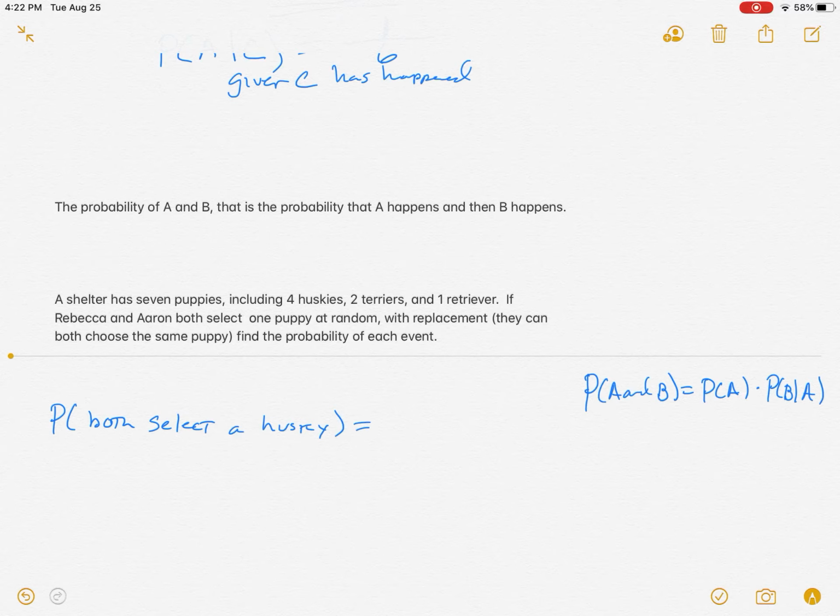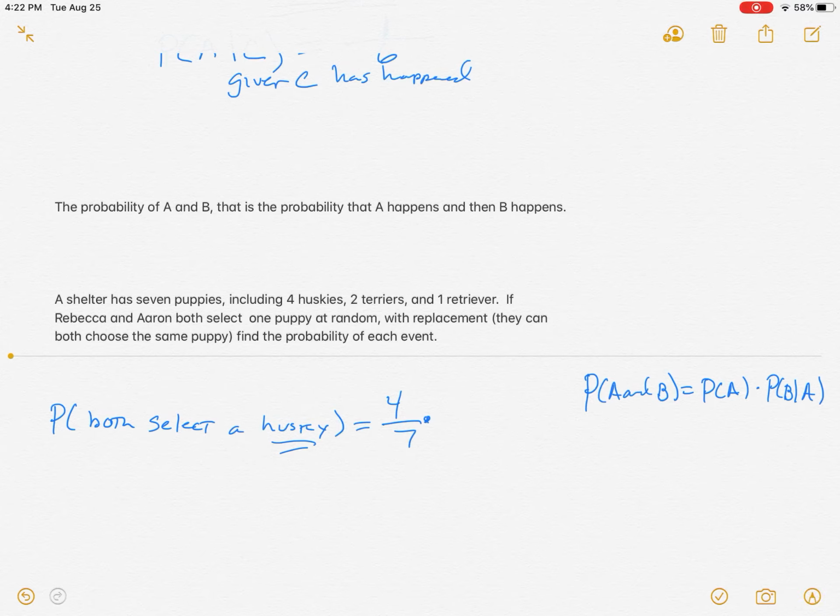Okay. Well, you handle it one at a time. So what this means is there's 2 selections. There's Rebecca going in to make her selection, and then Aaron's going to go in and make his selection. So Rebecca goes in first, and how many dogs does she see? She sees 7 puppies, of which how many meet her condition of being a husky? She has 4 ways out of 7 to pick that, and she does. She chooses one of those.